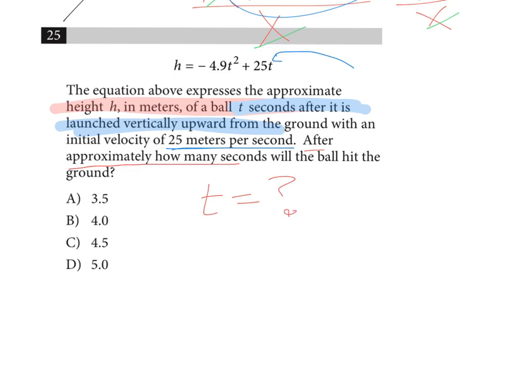How many seconds will the ball hit the ground? Well, what would the height be? They need to know how many seconds, t, it would take for the ball to hit the ground. If the ball hits the ground, the height would be 0. So this is just a fancy way of saying what is t when h is 0. Because when the ball hits the ground, the ball is going up and then going down. When the height is 0 again, they want to know how long into this trip of this ball.